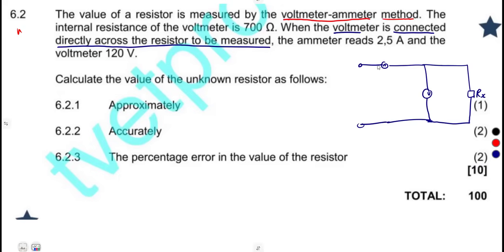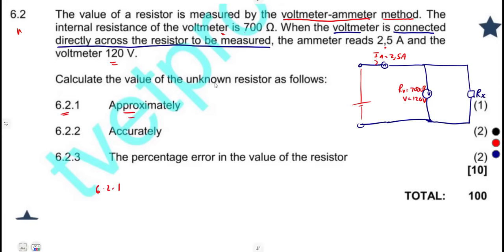Okay, so we are given the ammeter reading. The ammeter reading is 2.5 amperes. And the voltmeter reads 120 volts. Then the internal resistance of that voltmeter, our RV, is 700 ohms.